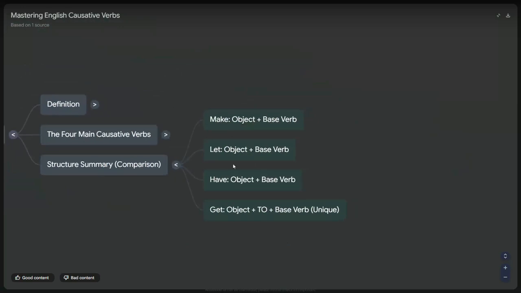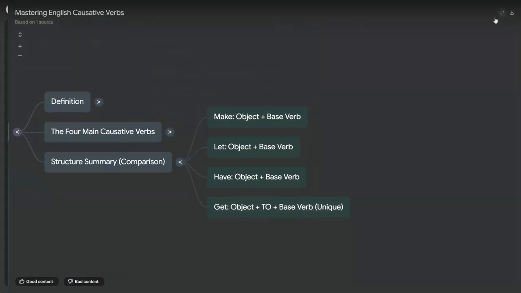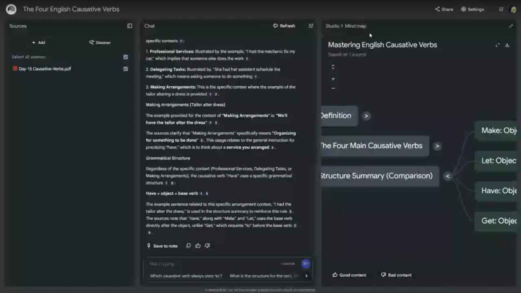Now let's see the structure. For make, object plus base verb. For let, object plus base verb. For have, object plus base verb. For get, object plus to plus base verb. Okay, to will be added. So this was for the mind map. Let's just come out of it.